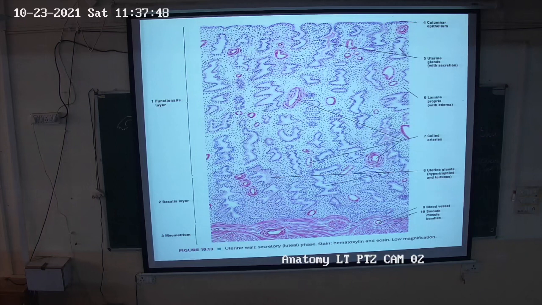Then after about 12 days the corpus luteum regenerates, and progesterone will not be formed. So after that, what will happen? The epithelium will shed off. The functional layer of the endometrium will completely shed off, and the remaining basal layer having part of the uterine gland and ruptured arteries will be there.